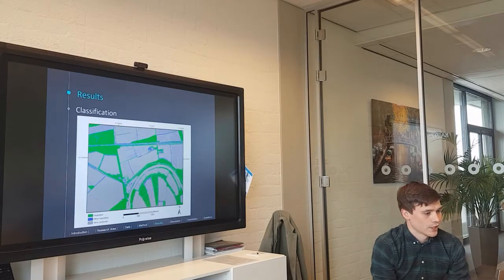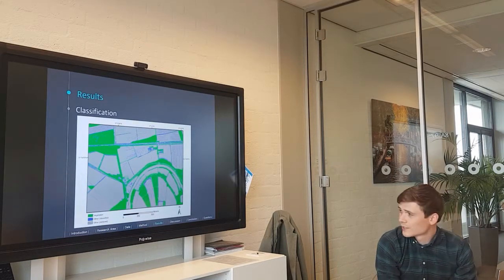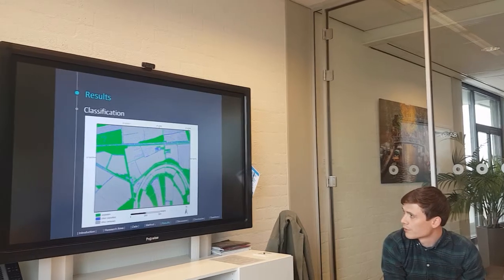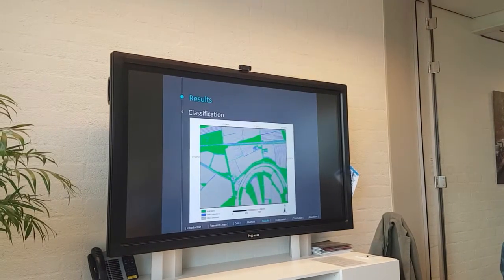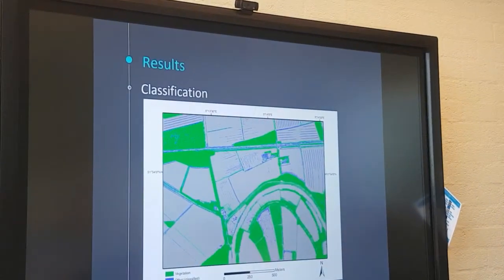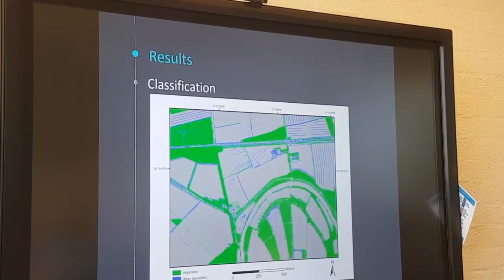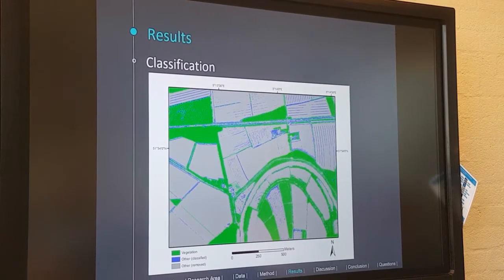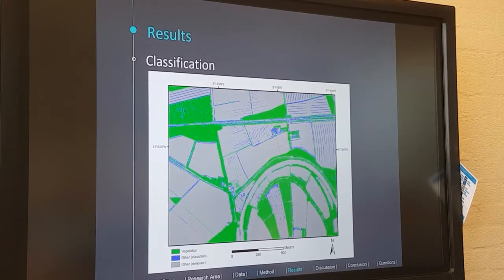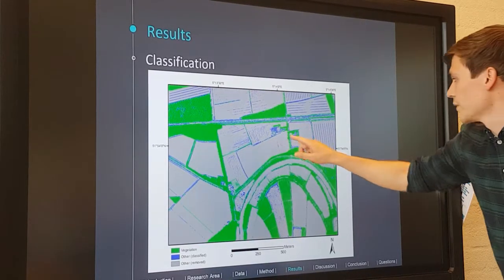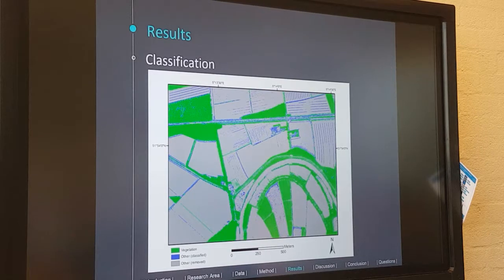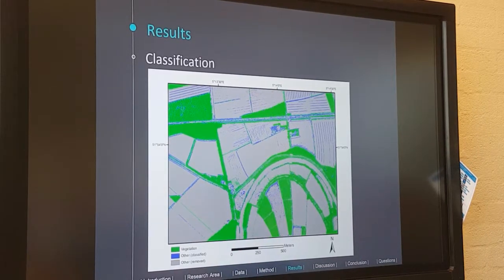So the results. This was the result of the classification. Here, gray are the points that were removed based on the scatter. Blue are the points that were classified as not being vegetation, and green being vegetation. And to me, this looked quite good. A lot of the blue lines you see are small ditches. And here you see some farms that have been removed. And other than that, all the vegetation seems to be classified well.